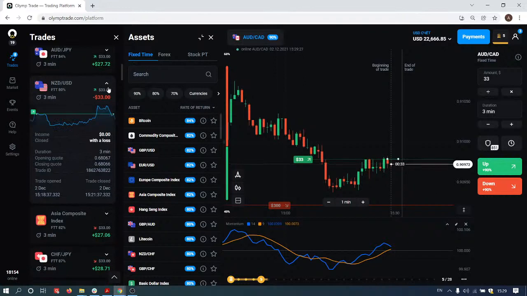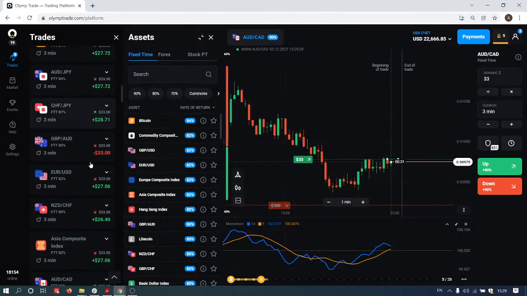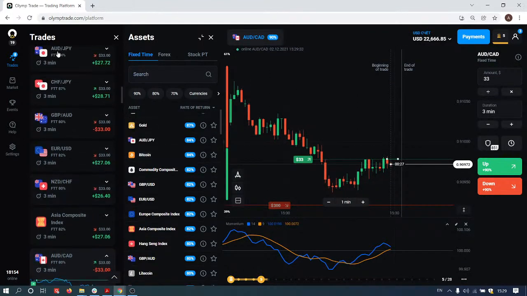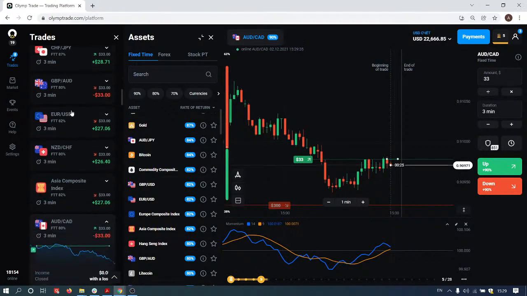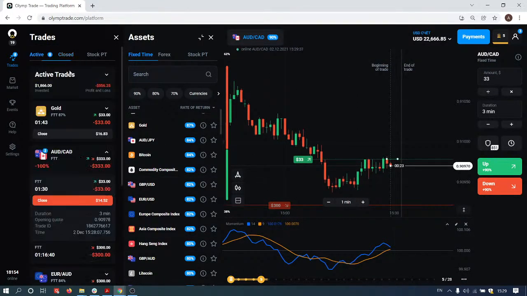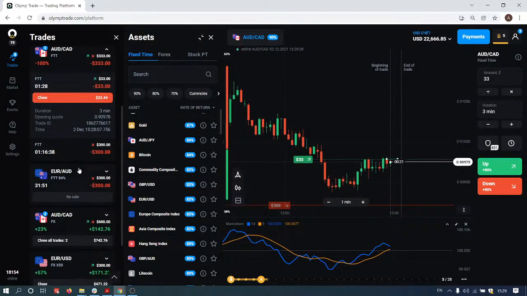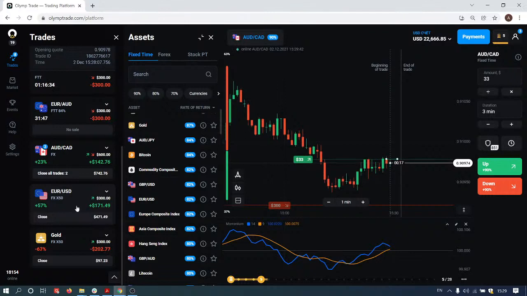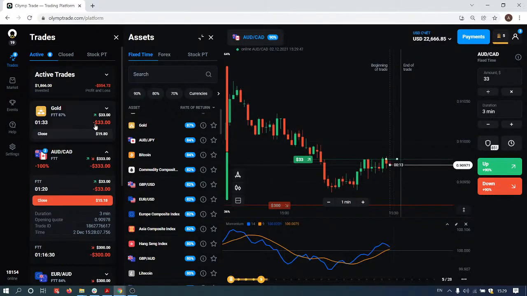Okay, guys, I think I want to be closing my trades. I want to stop opening trades. So I have 2 more trades: gold and my trade on Euro USD. So 2 trades, gold and AUDCAD.